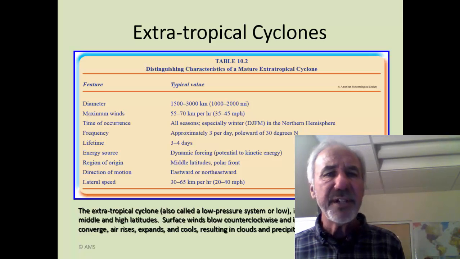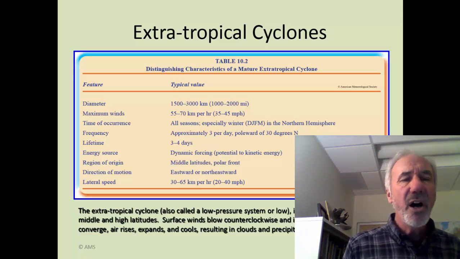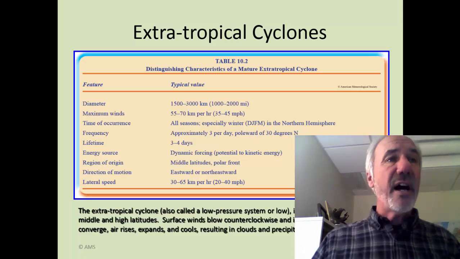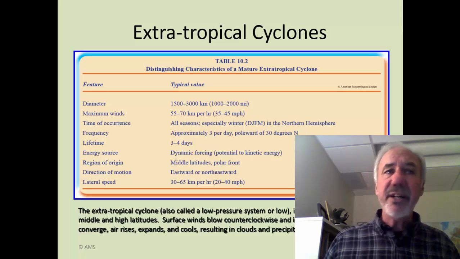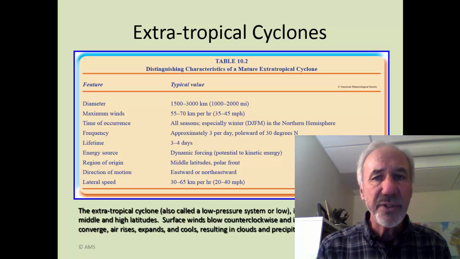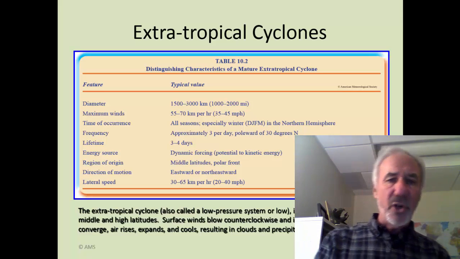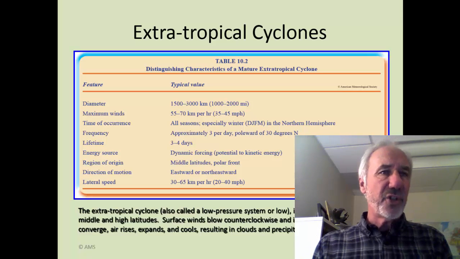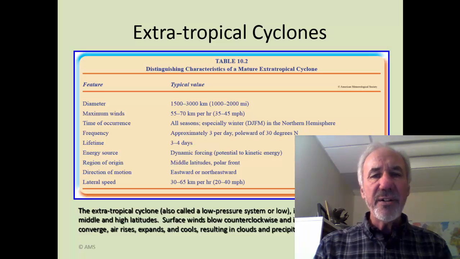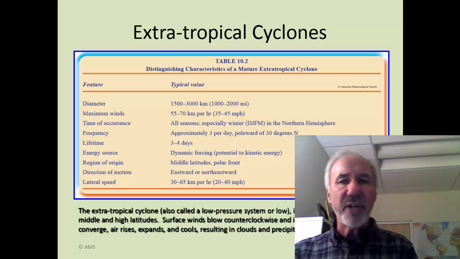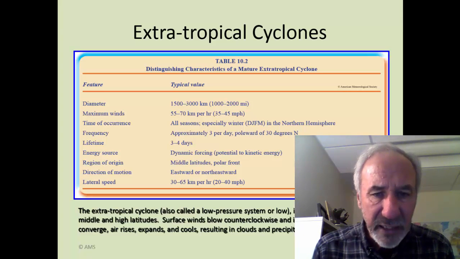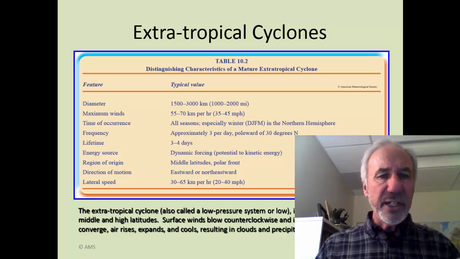In terms of this name, extratropical cyclone, all that means is extra means outside. So we're looking at cyclones outside of the tropical regions, here in the mid-latitudes, and they also are referred to as mid-latitude cyclones, but I like to just call them low-pressure systems. That's the general term we use here, okay? What this table 10.2 is looking at are just the general characteristics of a mature extratropical cyclone or low-pressure system. There's not a lot that I'm going to read through there. You can take a look at it.